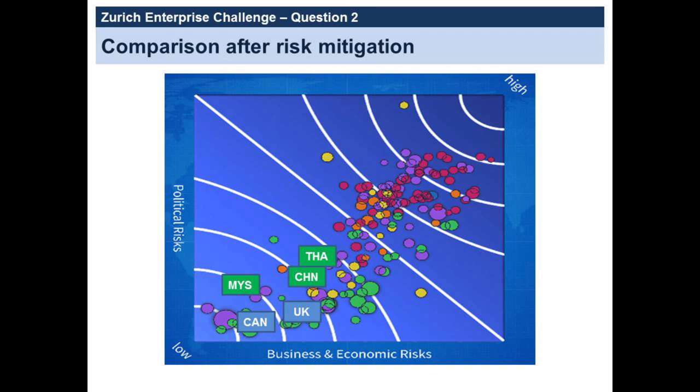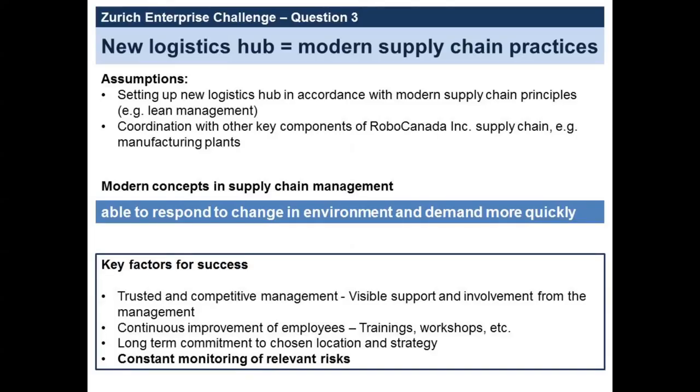see from the graph. Finally, we have identified additional risks by assuming setting up a new assembly and distribution hub would be in accordance with modern supply chain management. This enables RoboCanada to respond to changes in the environment more quickly, but requires, among other things, long-term commitment to a certain strategy and, most importantly, constant monitoring not only of risks identified in the Risk Room, but also of risks related to the supply chain specifically.